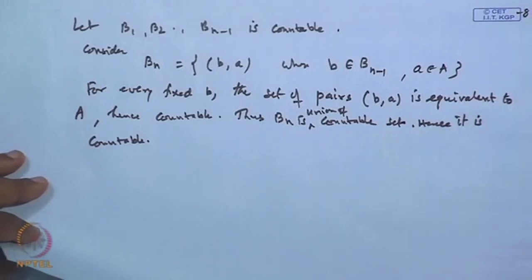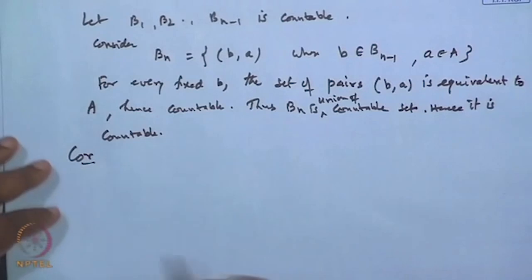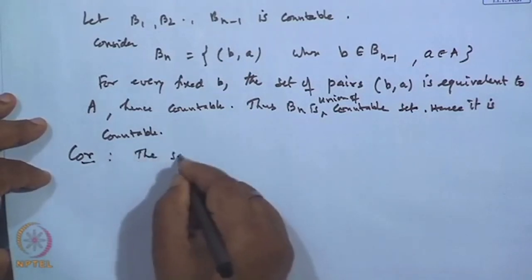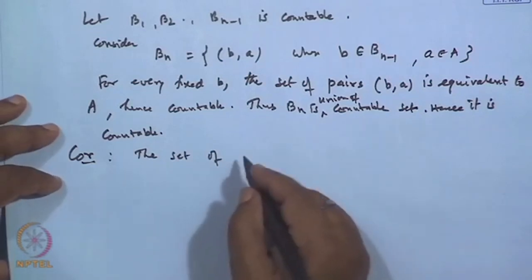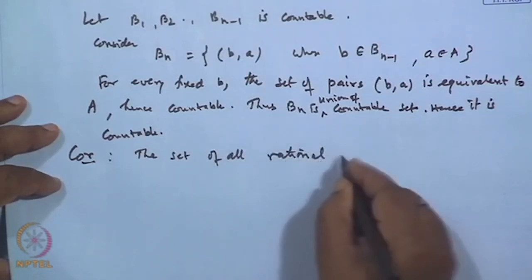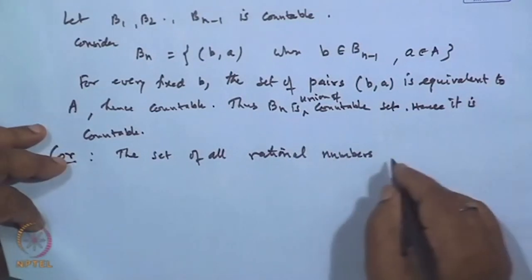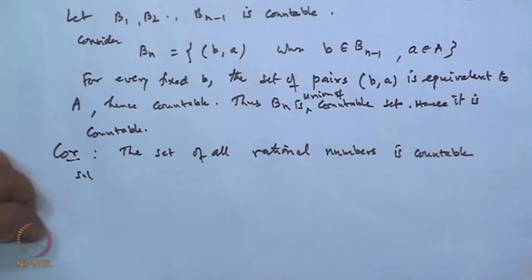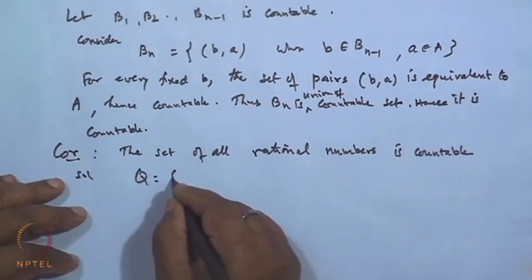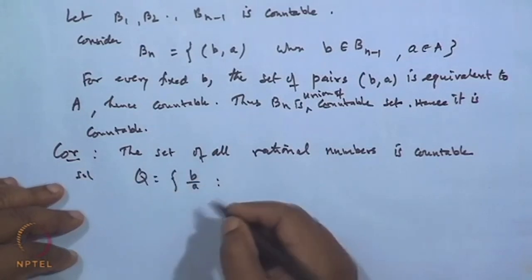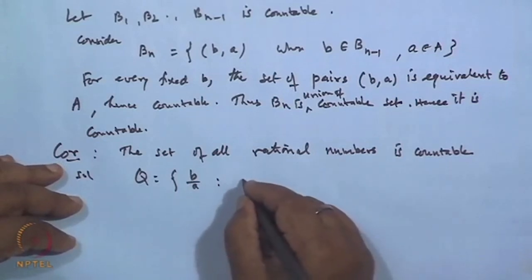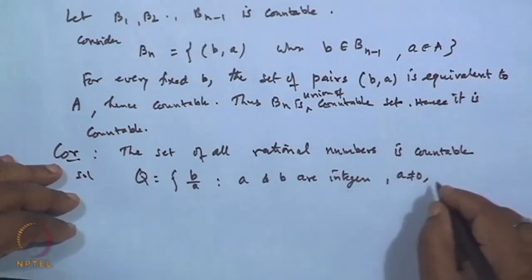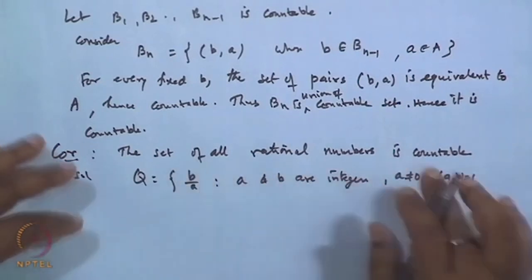Now, as a particular case, I told that when you fix n as 2, then we get the very important result that the set of all rational numbers is countable. Why? What is our rational number? The set of rational numbers Q is basically of the form B by A, where A and B are integers, A is not equal to 0, and the gcd of this is 1, meaning they do not have common factors in it.